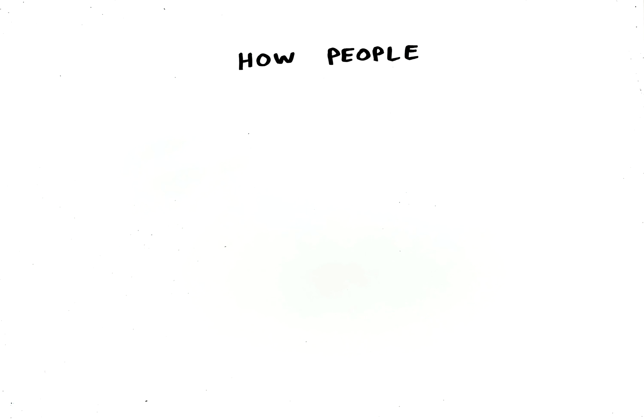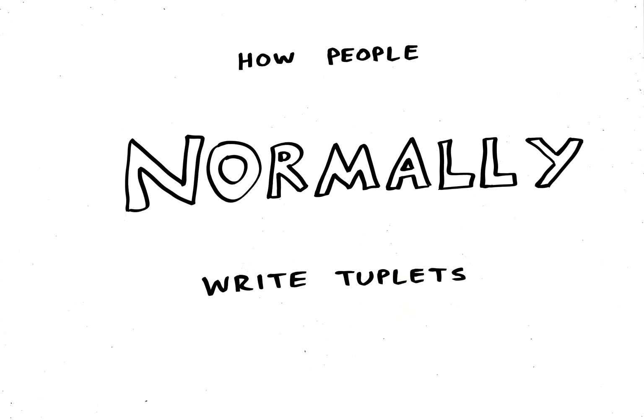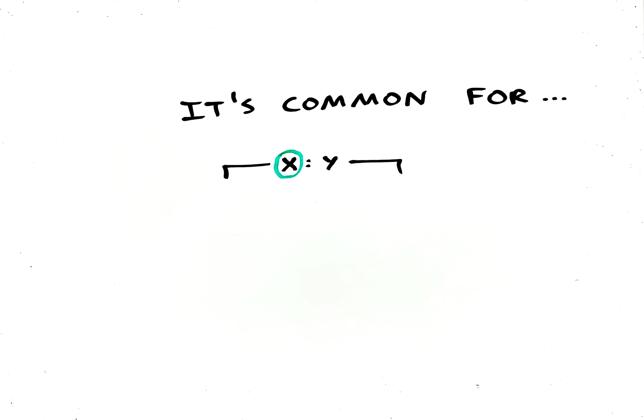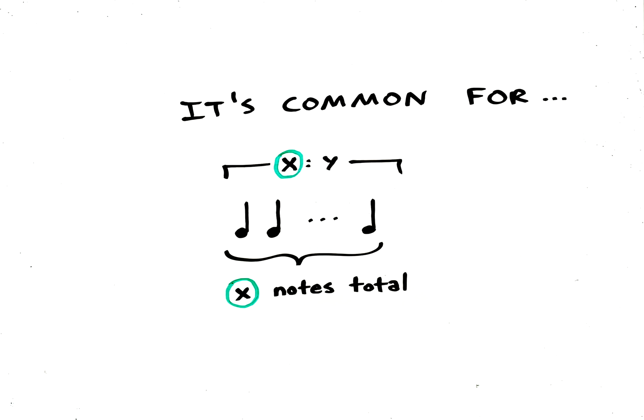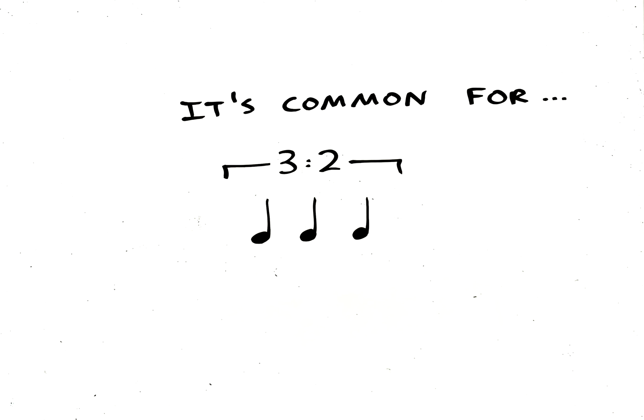Now we're going to talk about how people normally write tuplets. First, it's common for the left-hand number to be the same as the number of notes within the tuplet. That's because, for most people, the colon doesn't represent division, it represents the phrase, in the place of. So 3 quarter notes within a 3 against 2 tuplet really just means that there are 3 quarter notes in the place of 2 quarter notes.